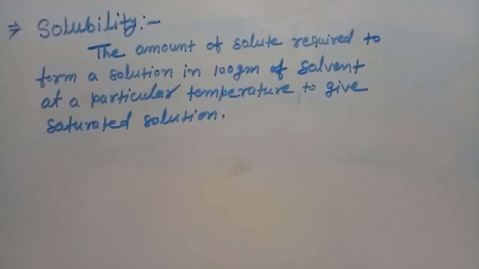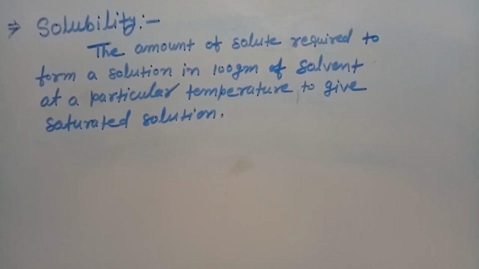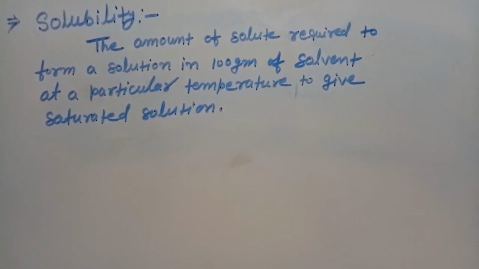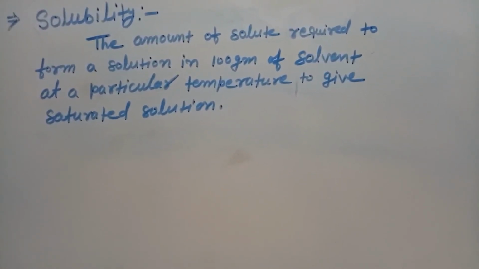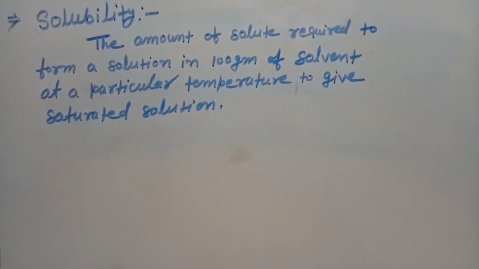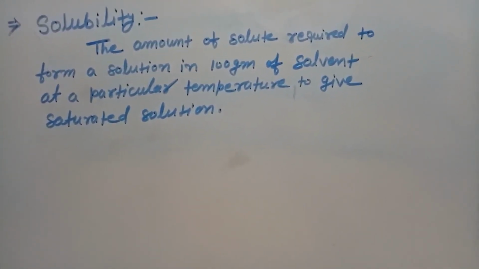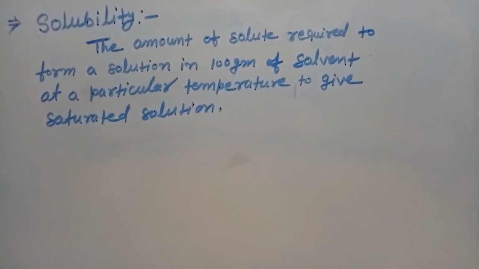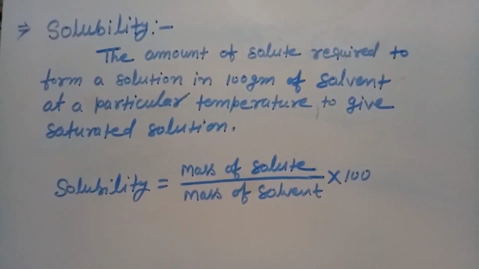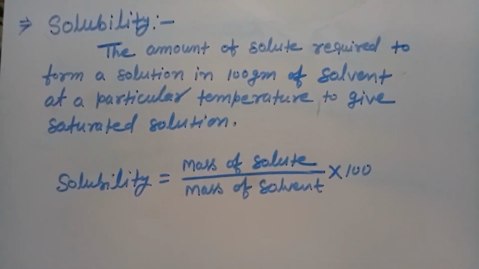Now we have to define solubility. It can be defined as the amount of solute required to form a solution in 100 gram of solvent at a particular temperature to give saturated solution. Mathematically, it can be calculated as solubility equals mass of solute divided by mass of solvent into 100.